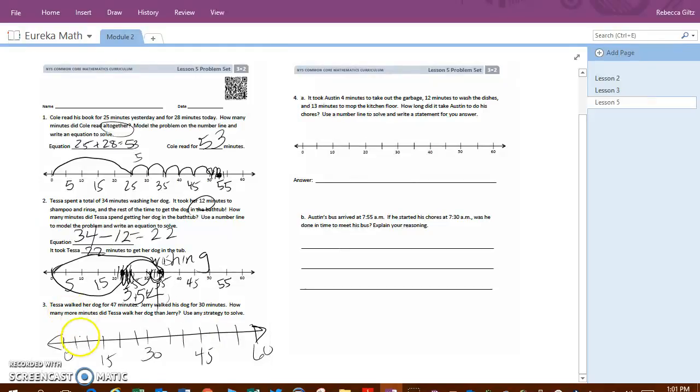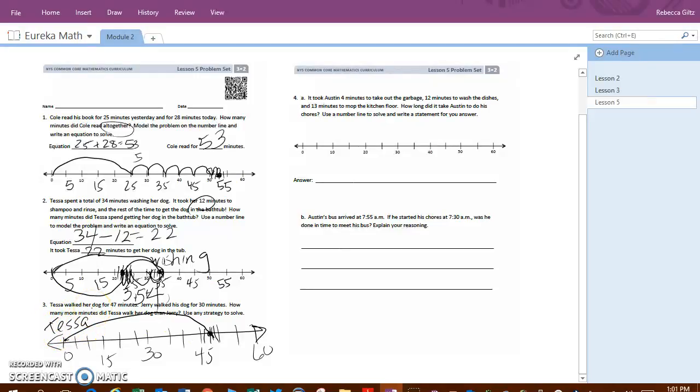And it says she walked her dog for 47 minutes. So I'm going to jump all the way. Well, I don't have 47. Oh, man, I got to write that in. So this is 46, 47, 48, and 49. Make sure you make all 4 tick marks. 47 is going to be that second one. So I'm going to draw an arc to show this is Tessa.